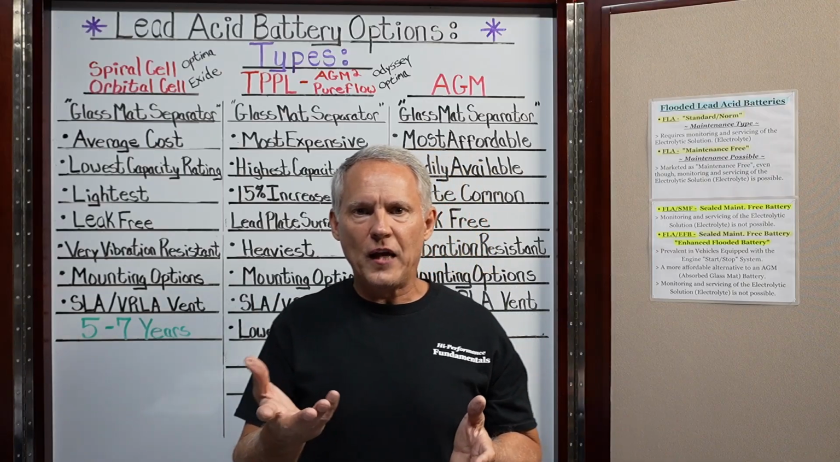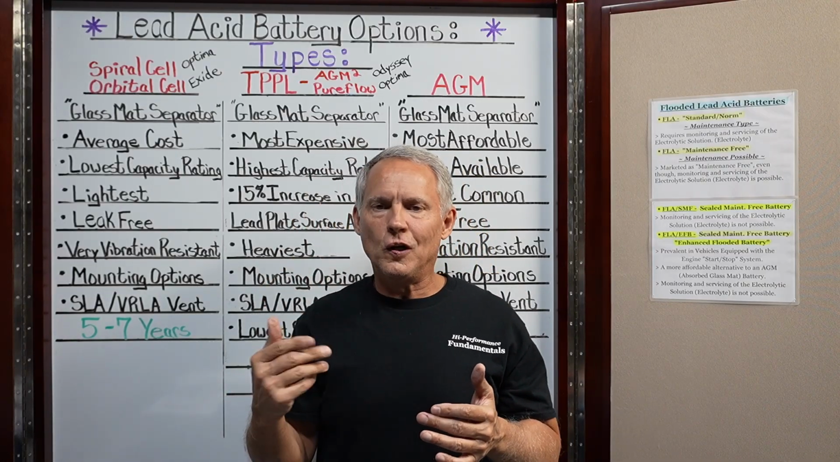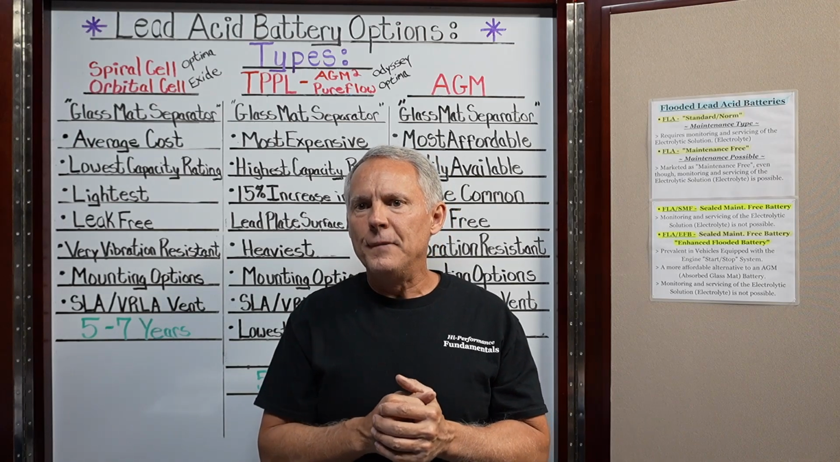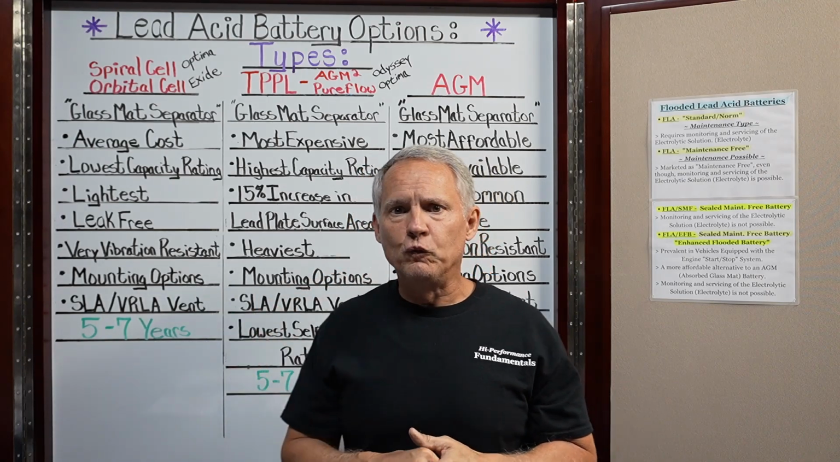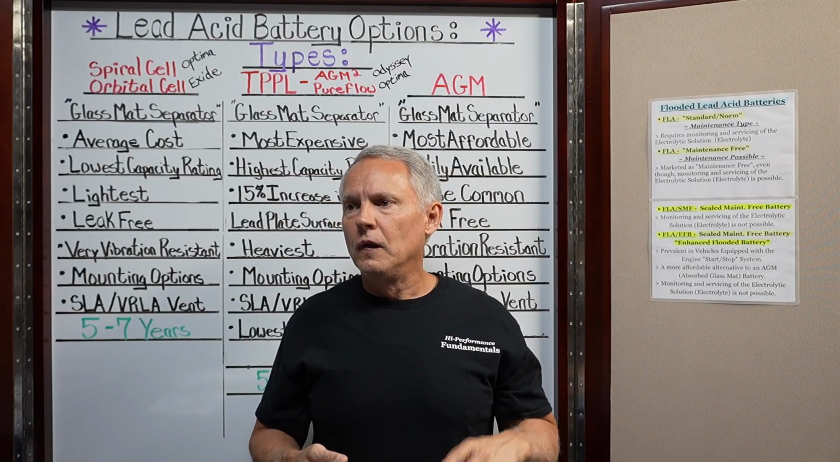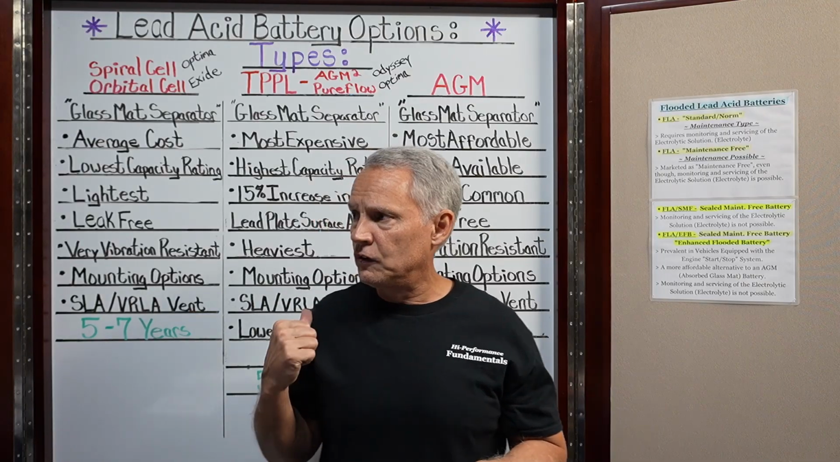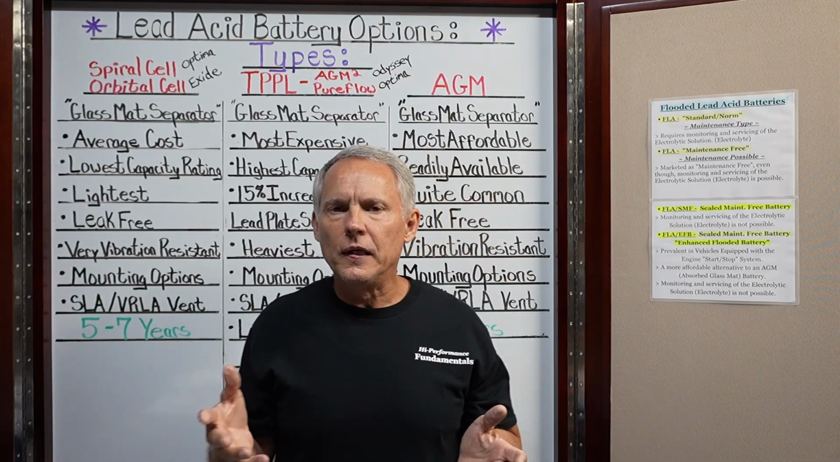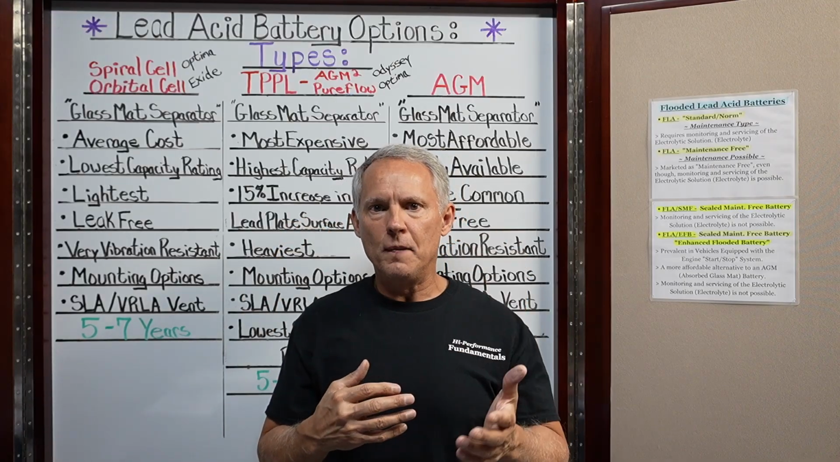Gel cell batteries are just that, like we talked about earlier. The electrolyte is in a gel form, a silica gel matrix, right? So it's a gel type consistency. They are just like the AGM batteries we've been discussing. They are very resistant to leakage. They are highly vibration resistant. They have mounting options similar to the AGM batteries. Basically, for all intents and purposes, they are a viable option to an AGM battery.